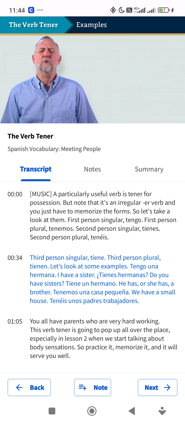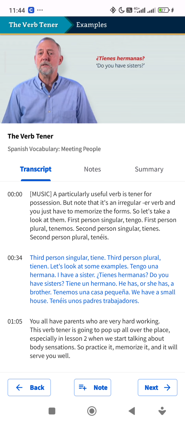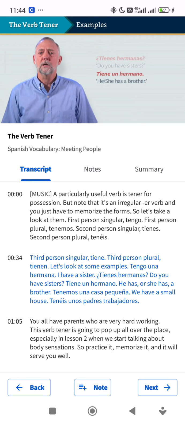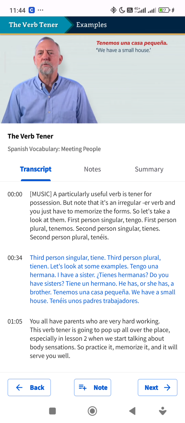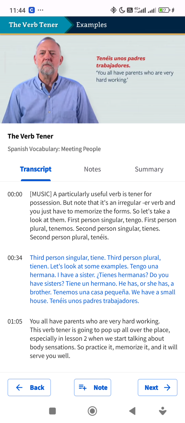Let's look at some examples. Tengo una hermana. I have a sister. ¿Tienes hermanas? Do you have sisters? Tiene un hermano. He has, or she has, a brother. Tenemos una casa pequeña. We have a small house. Tenéis unos padres trabajadores. You all have parents who are very hardworking.